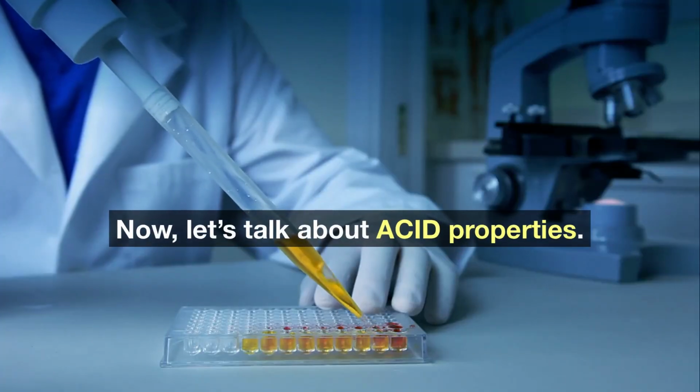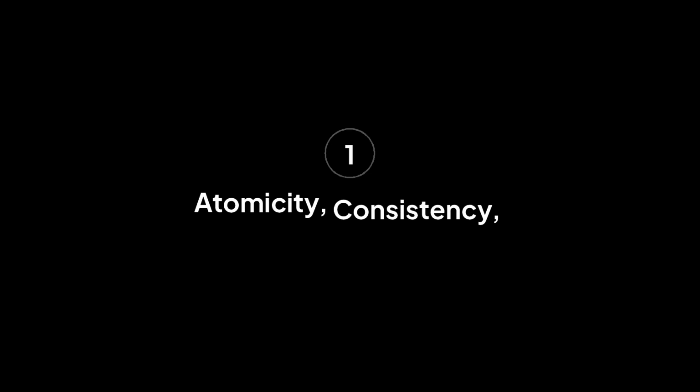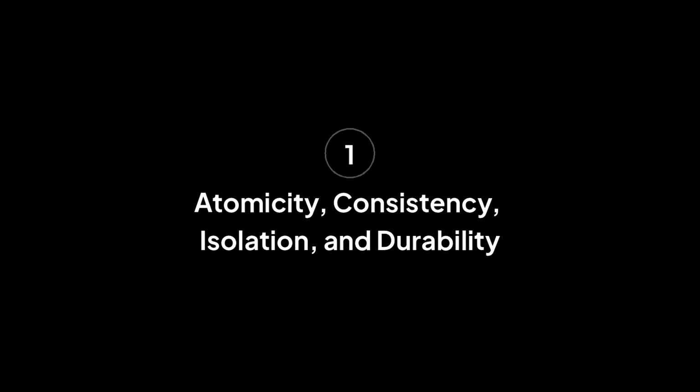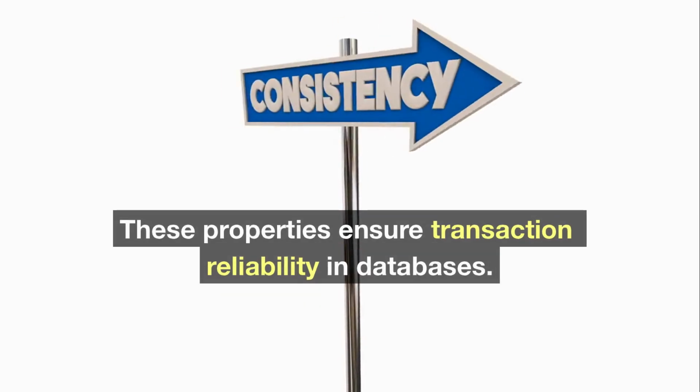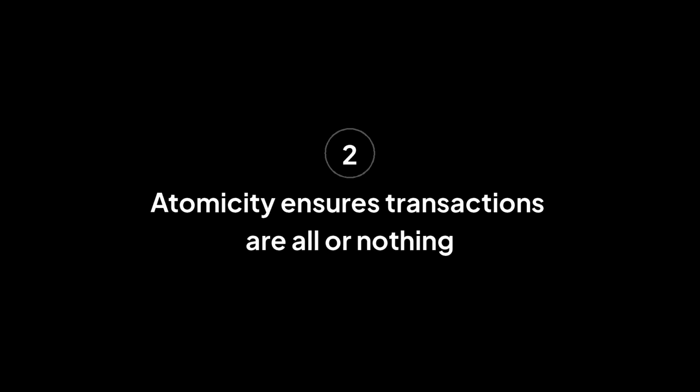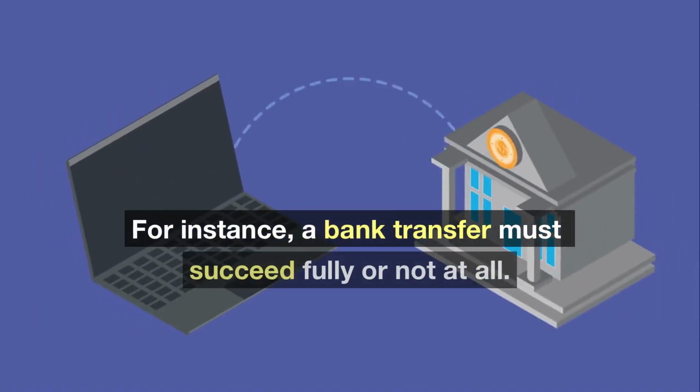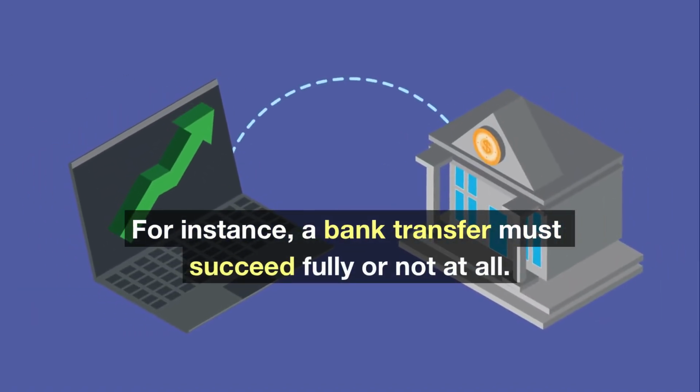Now, let's talk about ACID properties. ACID stands for atomicity, consistency, isolation, and durability. These properties ensure transaction reliability in databases. Atomicity means transactions are all or nothing. For instance, a bank transfer must succeed fully or not at all.